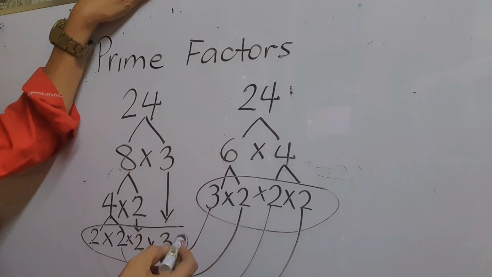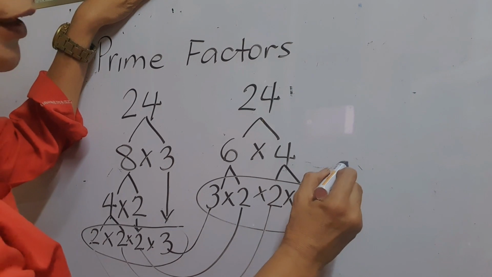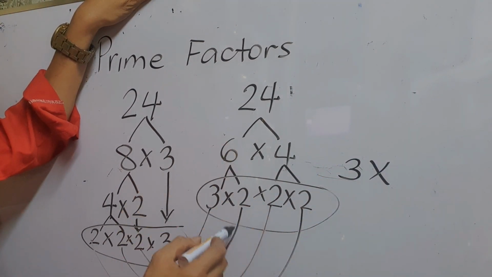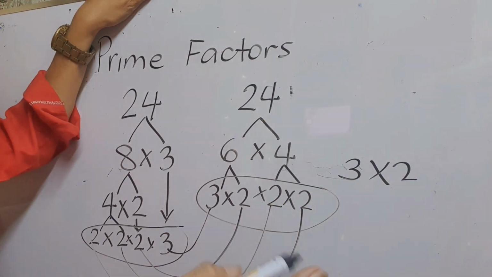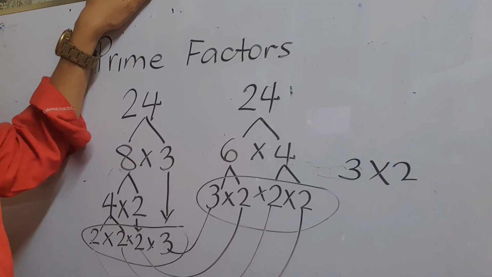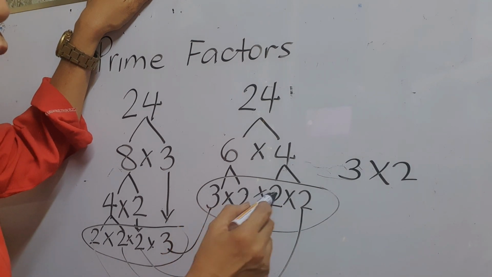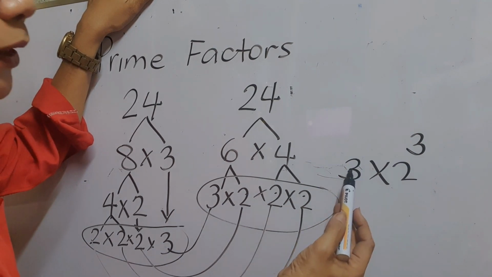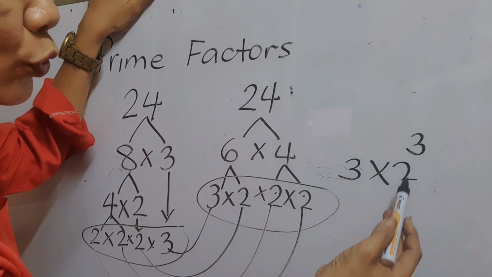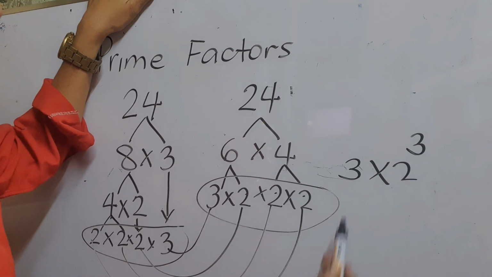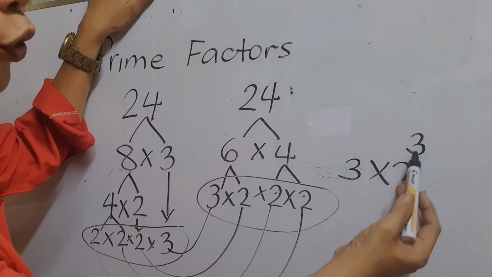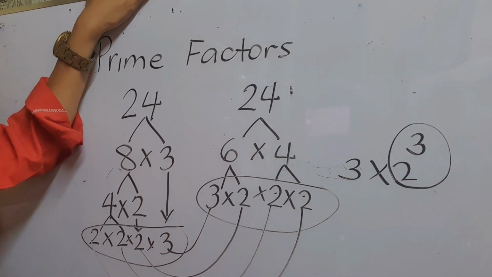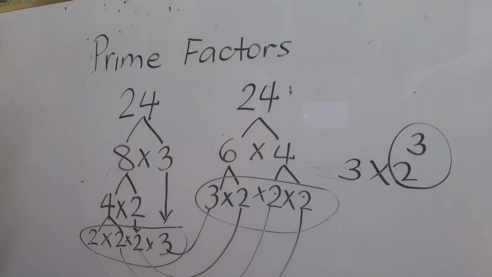Okay, so from here, makikita ninyo, anong number ang nakita ninyo? We have here 3. Ano po yung isang number? Ilang beses ang 3? Isa lang. Okay, we have here 2. So, how many times did you see number 2? We have here 1, 2, 3. Okay, so lagay natin dito. Yan yung tinatawag nating 3 times 2 to the third power. Or 3 times 2 cube. Nakuha nyo?